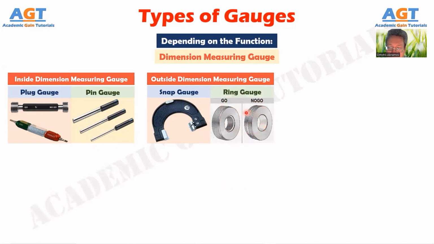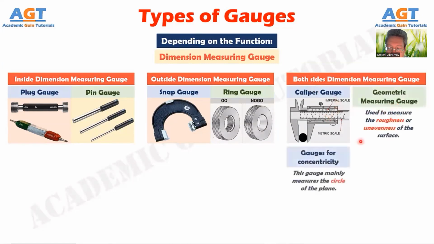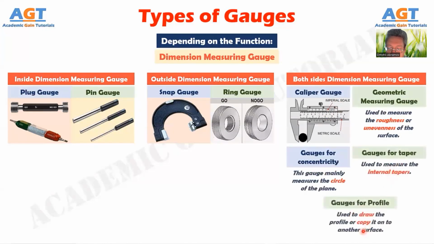Both sides dimension measuring gauge. A both sides dimension measuring gauge is used to measure the outer or outside and inner or the inside, both diameters, width, height, etc. In an example, the outer and inner both the diameters of a bolt can be measured by calipers. Outside dimension measuring gauge is classified in different types, and those are caliper gauge, geometric measuring gauge, gauges for concentricity, gauge of taper, and gauge of profile.